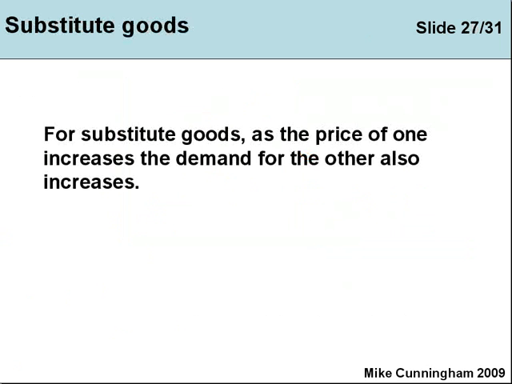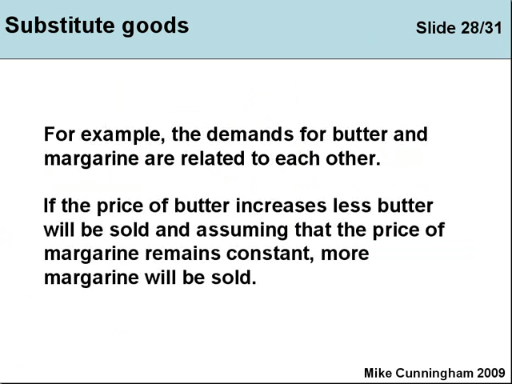Let's look at substitute goods. For substitute goods, as the price of one increases, the demand for the other also increases. For example, the demand for butter and margarine are related to each other. So the demands for both of these products are linked. If the price of butter increases, less butter will be sold. And assuming that the price of margarine remains constant, more margarine will be sold. That means margarine will be substituted for butter. It's a substitute.